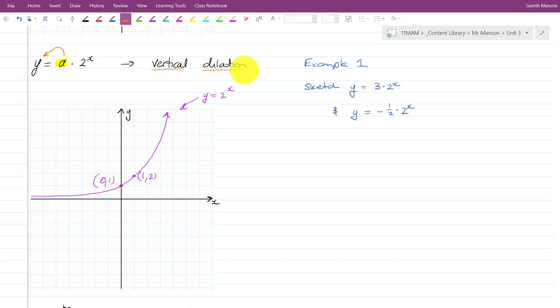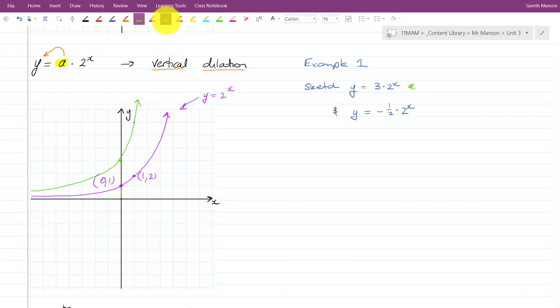So I've got two examples here. I'll do the first one in green. 3 times 2 to the x will take each term and stretch it away by 3, or dilate it away by 3. So this was a gap of 1, now it's a gap of 3, and so it's up to there. This was a gap of 2, now it's 6, it's up to there. And you'll see that we get this very similar shape, but now it's a lot steeper. It's been stretched or dragged away from the x-axis.